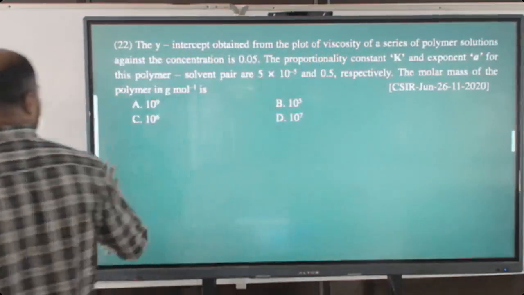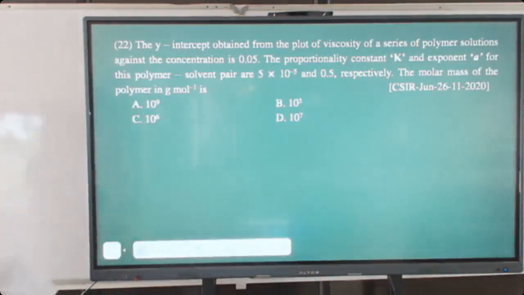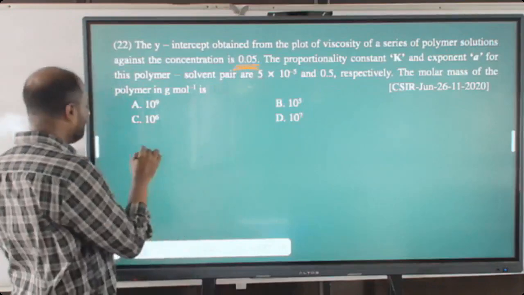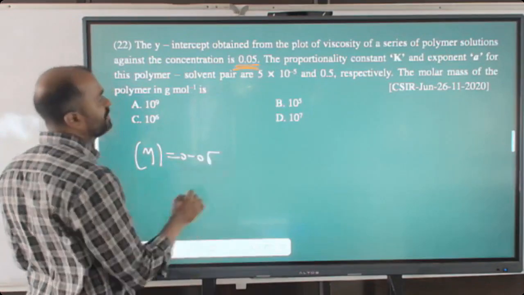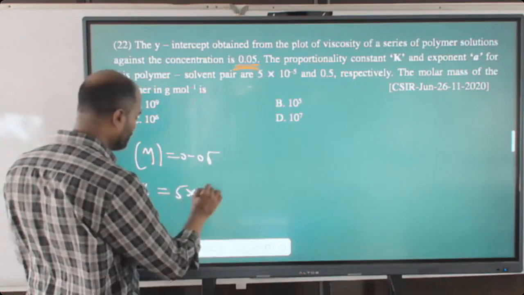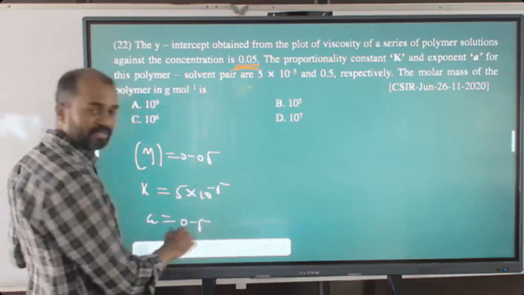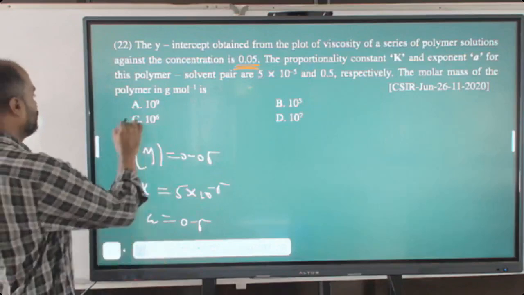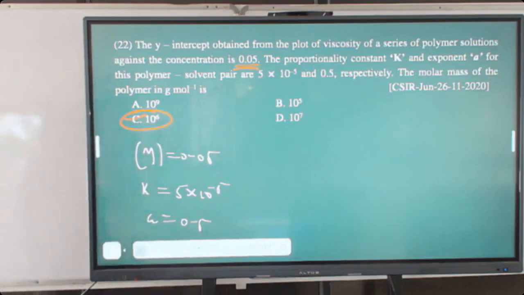Next, 22. We have already done this question. The y-intercept obtained from the plot of viscosity of a series of polymer solutions is given. It's eta equal to 0.05. The value of K is given: K is 5 into 10 raised to minus 5. Value of a is equal to 0.5. The answer is option C, 10 to the power of 6. That is the correct answer.